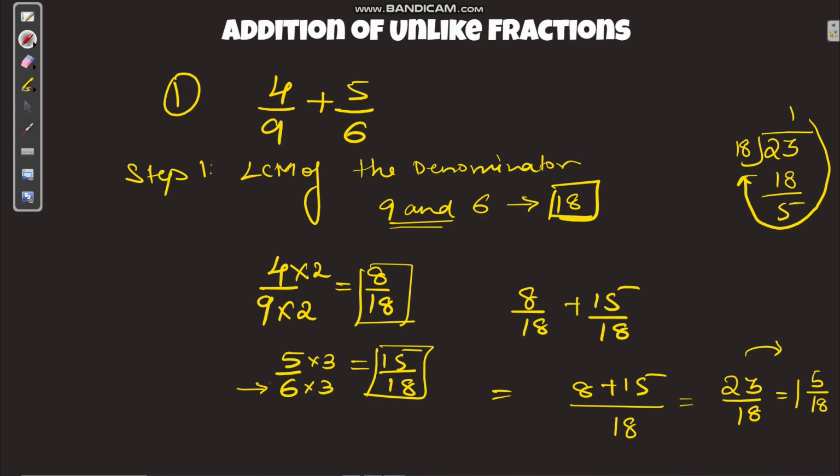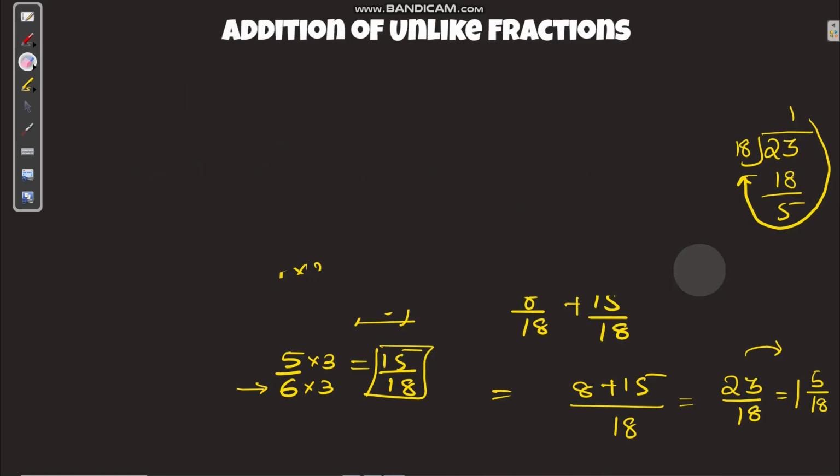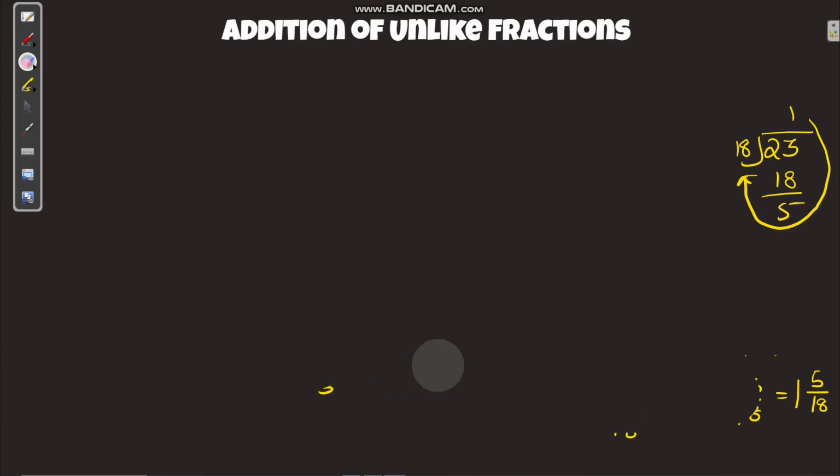So this is how you solve or add unlike fractions. You first take the LCM, then convert each and every denominator of your fraction into that LCM, and then just add the numerators when they are like fractions. So if you have 2 fractions, 3 unlike fractions, or 4 unlike fractions, the method remains the same. You just need to find the LCM, and there are many ways to find the LCM, like common division, prime factorization method. So you can use any method.